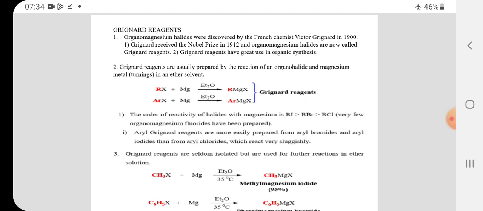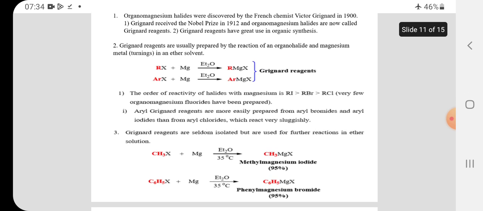Another topic, the very strong nucleophile, Grignard reagents. Organomagnesium halides were discovered by the French scientist Victor Grignard in 1900. Grignard received the Nobel Prize in 1912, and organomagnesium halides are now called Grignard reagents. Grignard reagents have great use in organic synthesis.